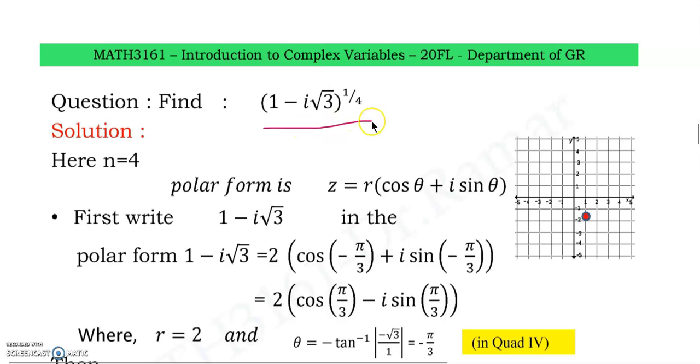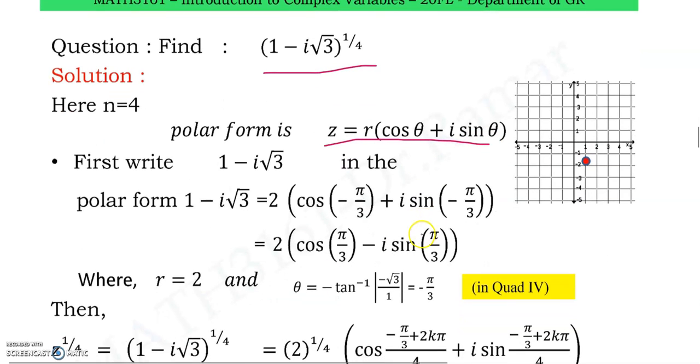Find the fourth root of 1 minus i root 3. Here, what is n? n is 4. Next, we have to write the polar form. To write the polar form, we have to find r and theta. Now, what is r?